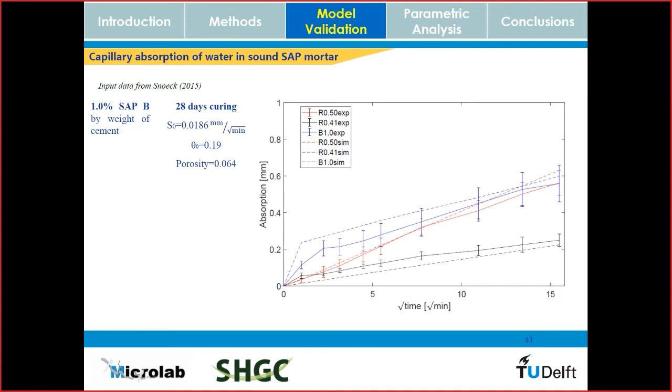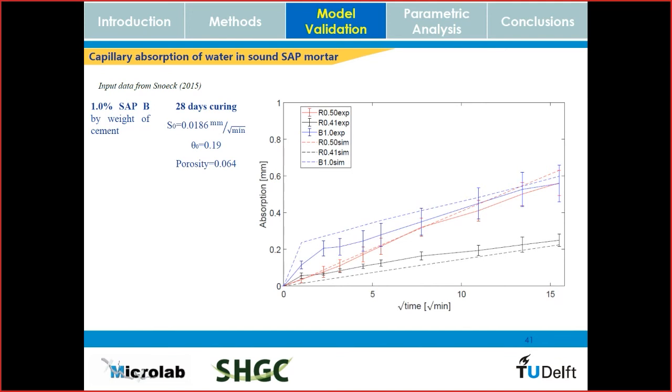So you can see that the model is quite close to what he measures through the capillary absorption experiment. You can see that the model could capture well this steeper initial portion of the curve, which can be attributed to the fact that superabsorbent polymers near the boundary exposed to water absorb water and swell quite fast with respect to the absorption of water by the surrounding matrix.